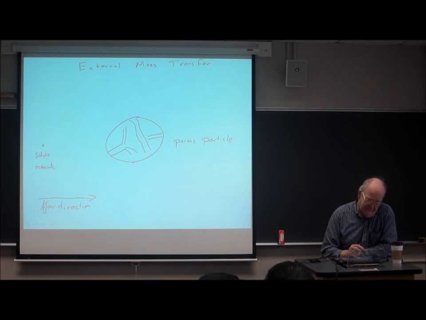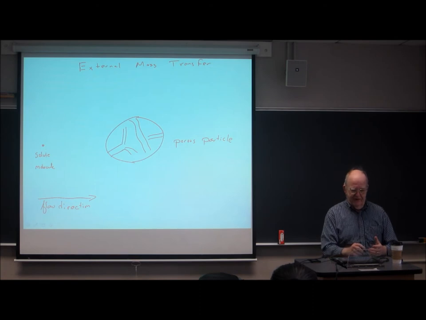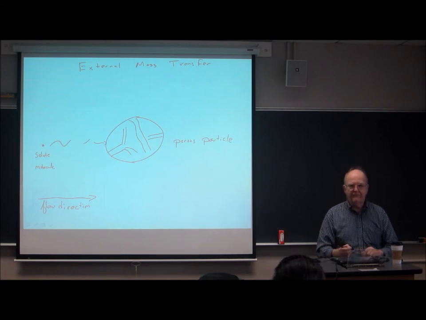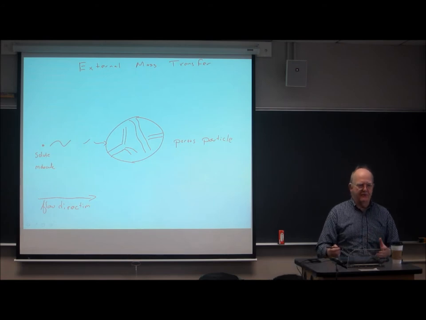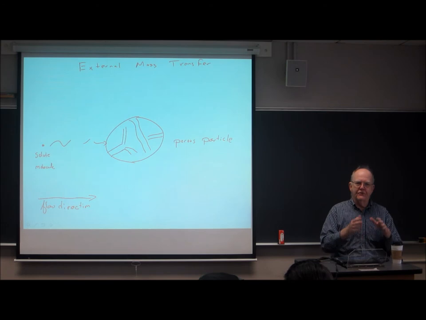So how does it get from somewhere outside the particle to the outer surface of the particle? Well, it's in the moving phase. So to a certain extent, it's going to get from here over to the surface of the particle by convection. It's just going to be carried with the flow of the moving phase. But it can also get there by the process of diffusion. You can never turn diffusion off unless you go to absolute 0 degrees Kelvin. Molecules will diffuse. So there's two contributions to mass transfer outside or external to the particle: convection and diffusion.